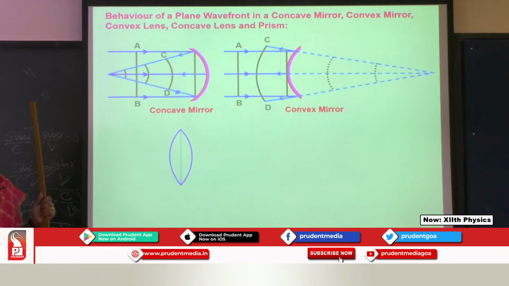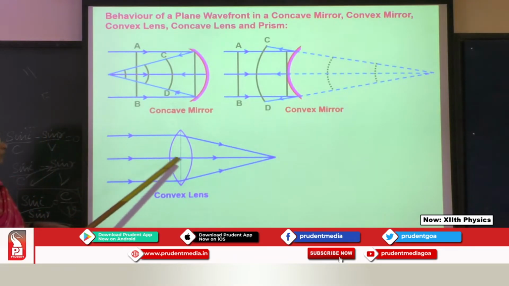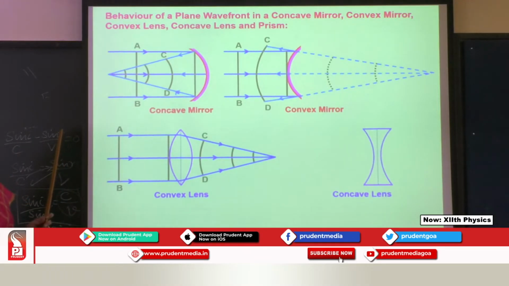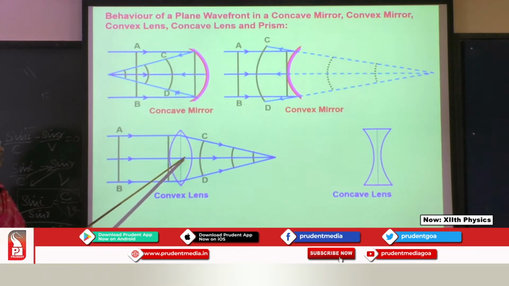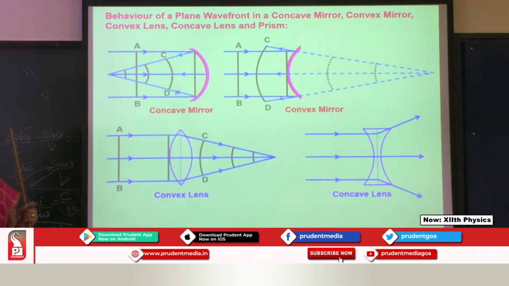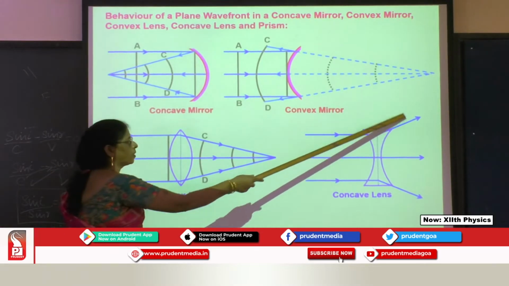Okay. So next we have a convex lens. I already said when a plane wavefront is incident, because parallel rays all converge to a point, after refraction you will get only spherical wavefronts. The last one we have over here is the concave lens. As it is a diverging lens, we can see how it diverges out. It is coming parallel and then diverges out.